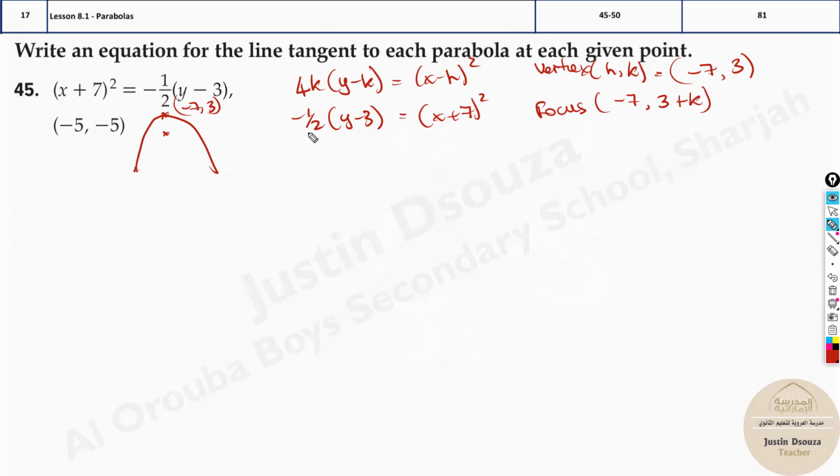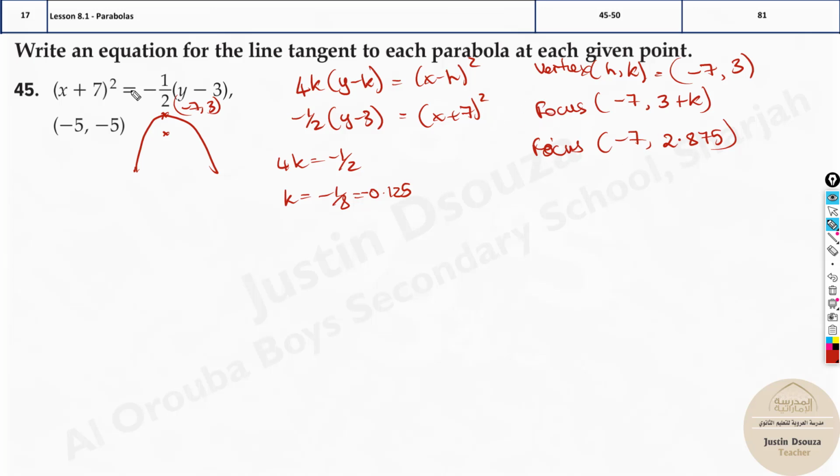Now what is the k value? 4k equals minus half, so k is equal to negative 1 by 8. So you need to add negative 1 by 8. This negative 1 by 8 is 0.125, I believe. Plus minus becomes minus, so you need to subtract 0.125 from this. Okay, so the focus will be minus 7 comma 2.875. Just use the calculator for this. So here, this is the focus.